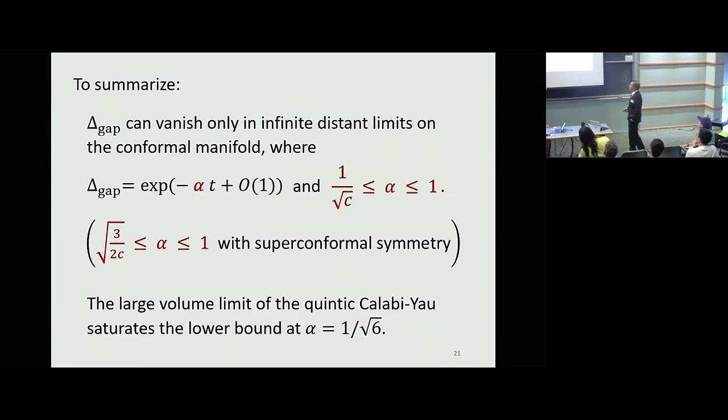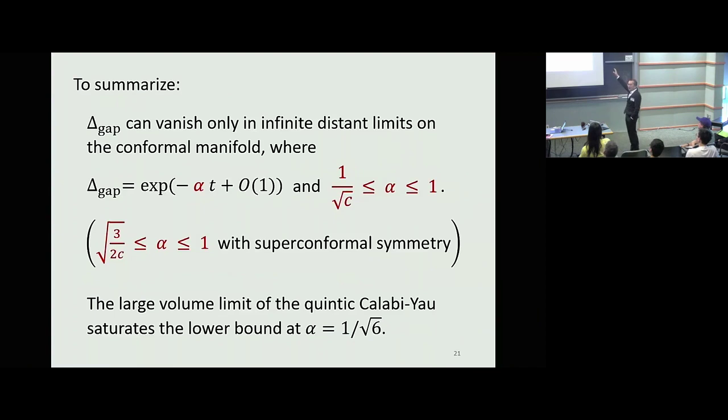Now, in the case of superconformal symmetry, we can strengthen this a little bit, because now C is replaced by C hat. And this explains why the quintic had alpha equals 1 over 6, because C hat is 6 in the quintic case, and so the quintic case hits the lower bound.